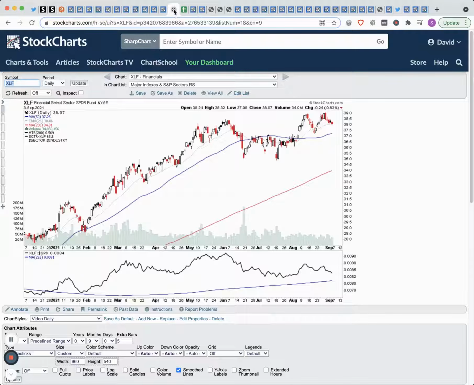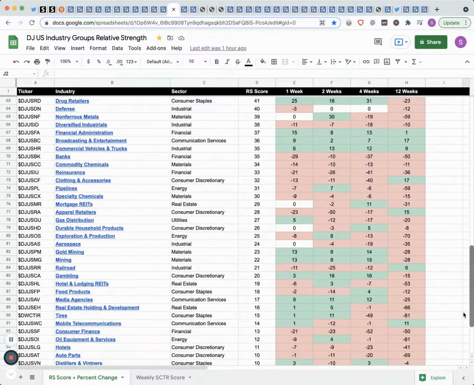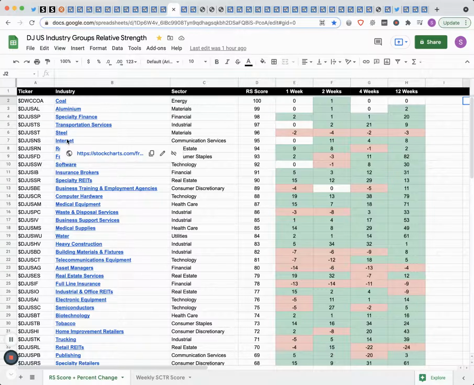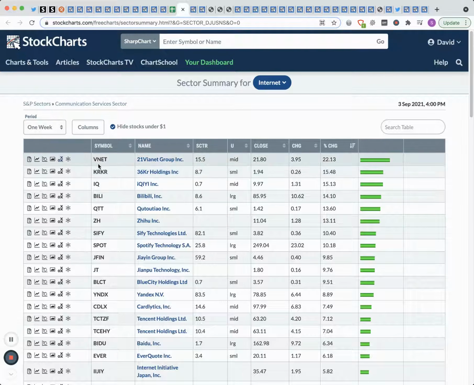All right, let's move on into the individual groups. So this is the Dow Jones US industry groups. So StockCharts keeps the 104 industry groups. So there's 104 individual groups, and within these, it has a really handy feature where you can obviously click into the groups. You can see them on a weekly basis, daily basis.